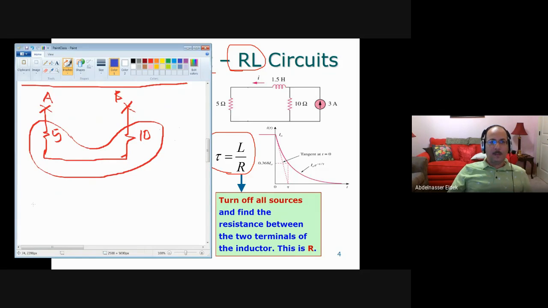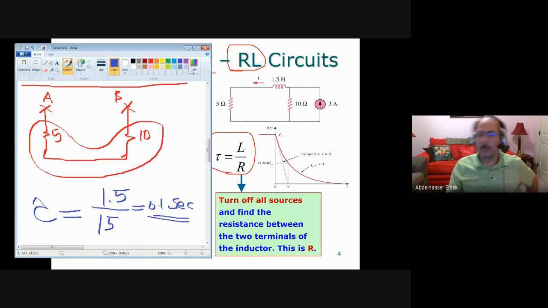So now if you want to calculate the tau for this circuit, tau equals what? Equals L, which is 1.5 Henry, divided by R, that's 15. 1.5 divided by 15 is 0.1. And what is the unit for time constant? It is seconds. So this is the time constant for this inductor, 0.1 seconds.